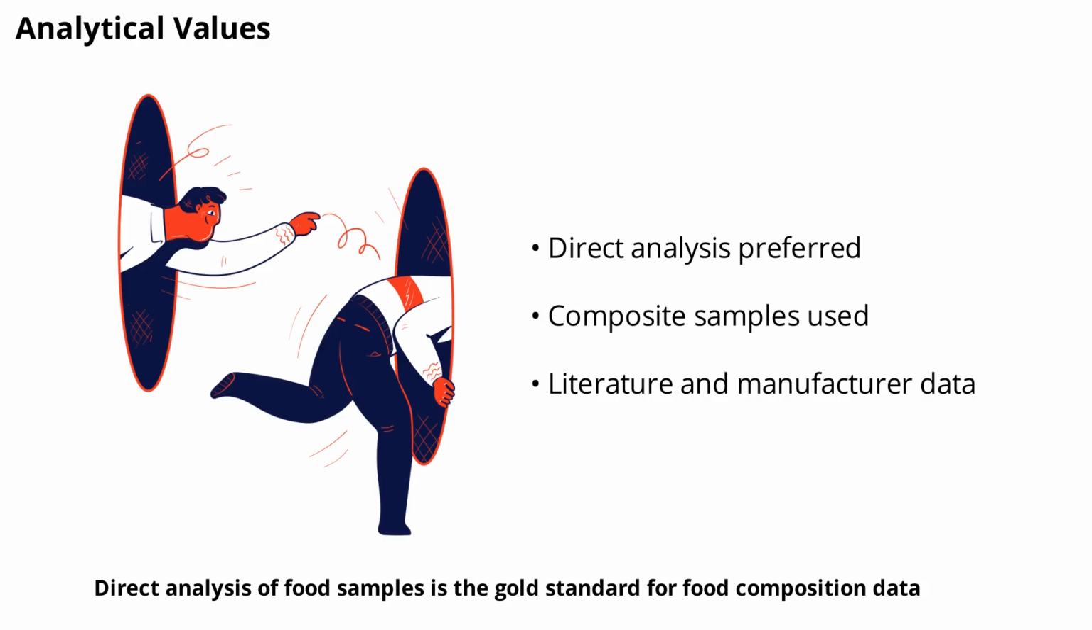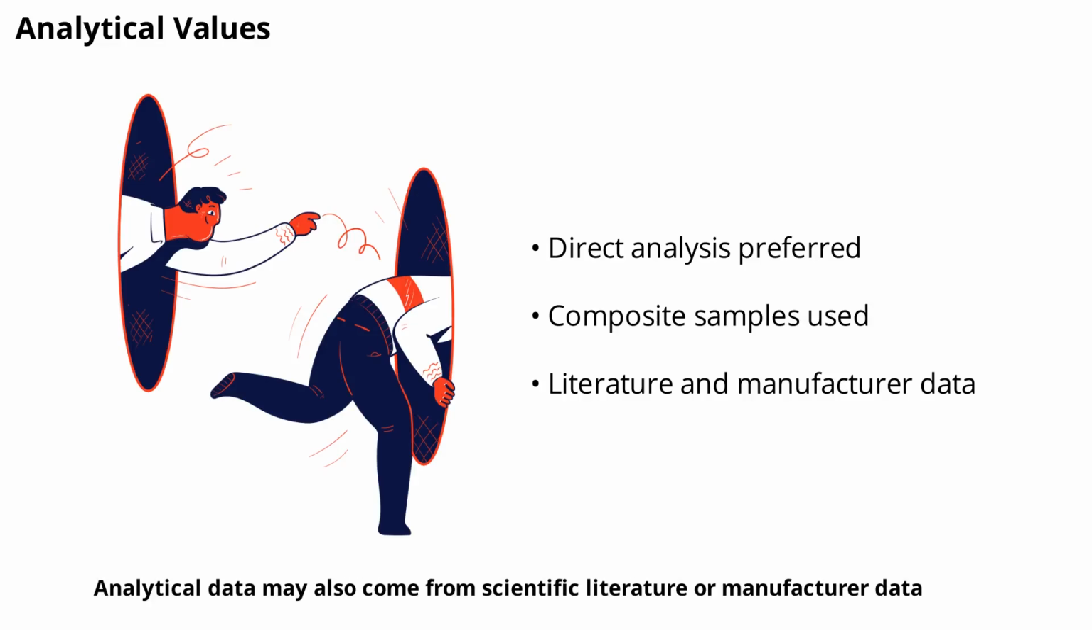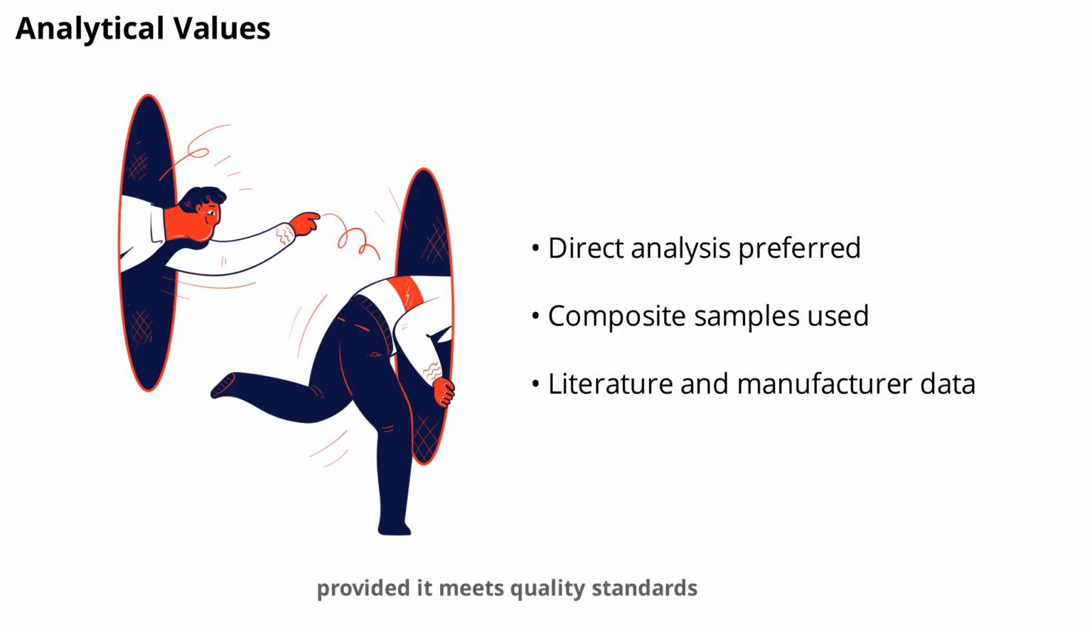Direct analysis of food samples is the gold standard for food composition data. Ideally, multiple representative samples are analyzed to provide accurate statistics. However, due to cost, composite samples are often used, combining several subsamples into one. Analytical data may also come from scientific literature or manufacturer data, provided it meets quality standards. This approach ensures a broad range of foods and nutrients are covered.